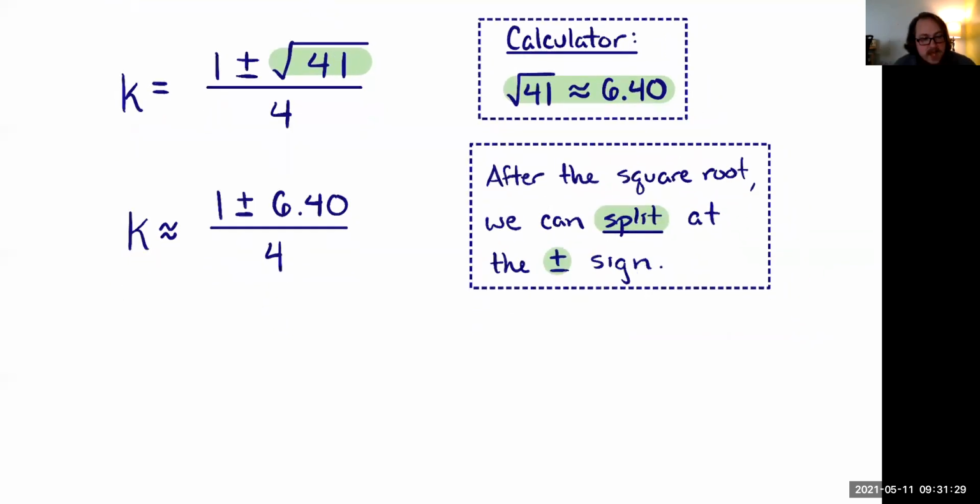So again, it started off as a crazy mess. We cleaned up the parentheses, simplified inside the square root, grabbed a calculator, approximated the square root, and now that we have just 3 values, we're ready to split at that plus or minus. It was being efficient, allowing us to not have to do 2 sets of work all the way through. It was allowing us to go through just 1 set of work, but now it's time to break apart.